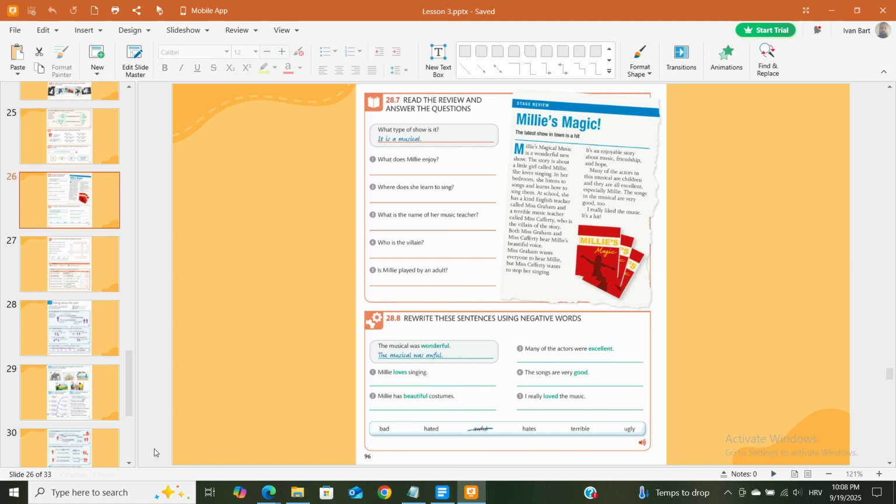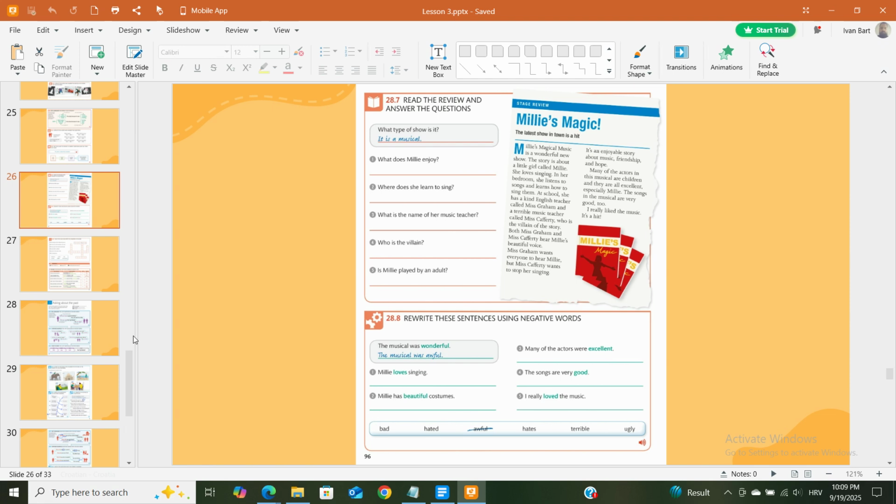28.8 Rewrite these sentences using negative words. The musical was wonderful. The musical was awful. Millie loves singing. Millie has beautiful costumes. Many of the actors were excellent. The songs are very good. I really loved the music. Bad. Hated. Awful. Hates. Terrible. Ugly.